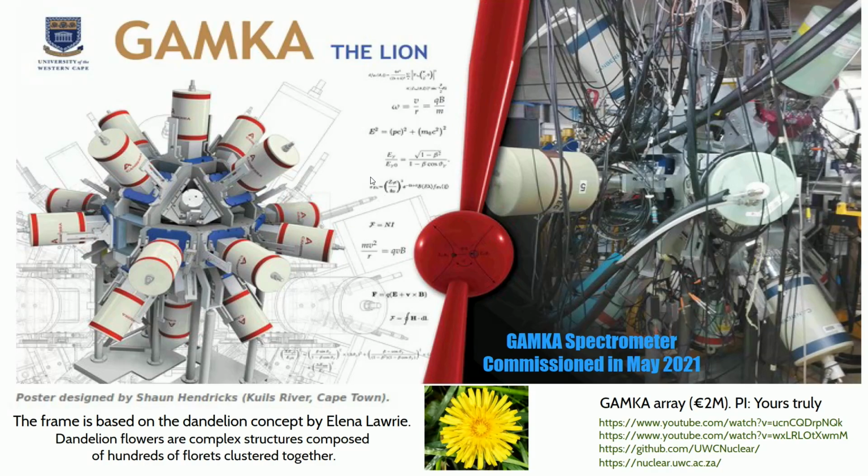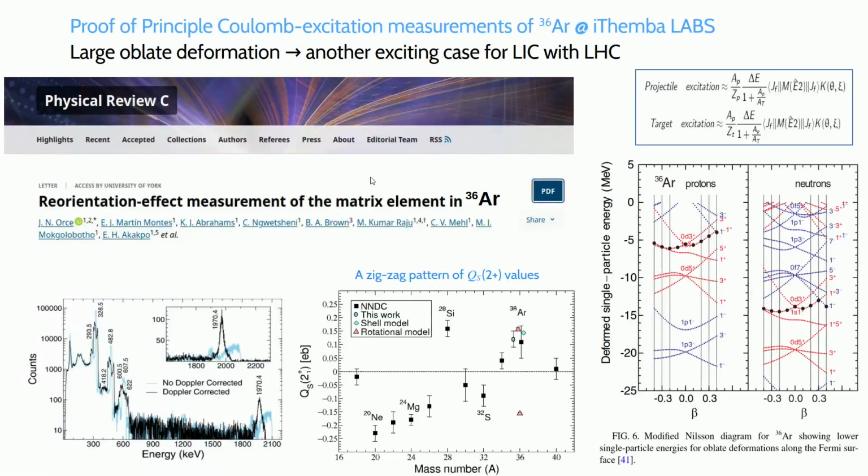So this is GAMKA, the Lion, the array that we have built at iThemba LABS. It was commissioned in May 2021. It's based on the dandelion flower, where you have hundreds of different florets clustered together. This is the same idea: to have as many detectors as possible clustered together and get the best efficiency and resolution possible. As a proof of principle, we ran this experiment.